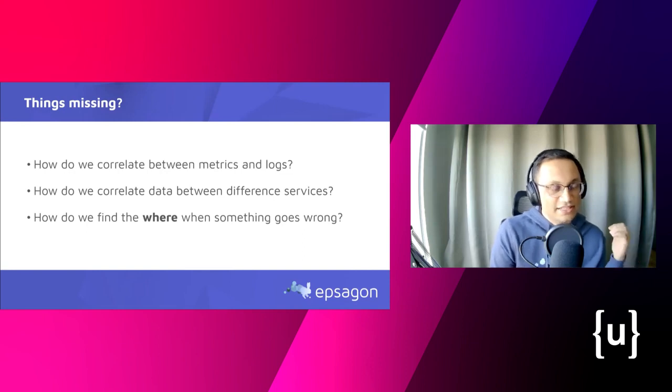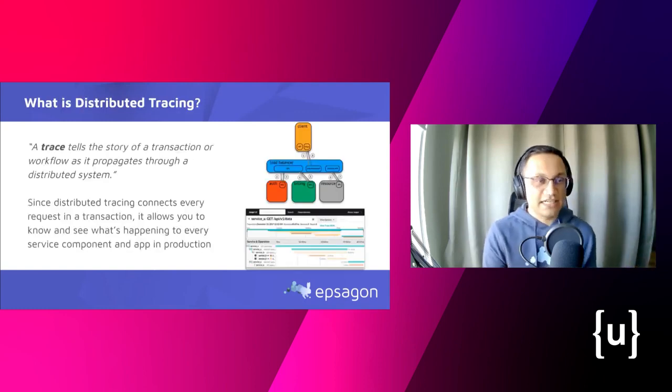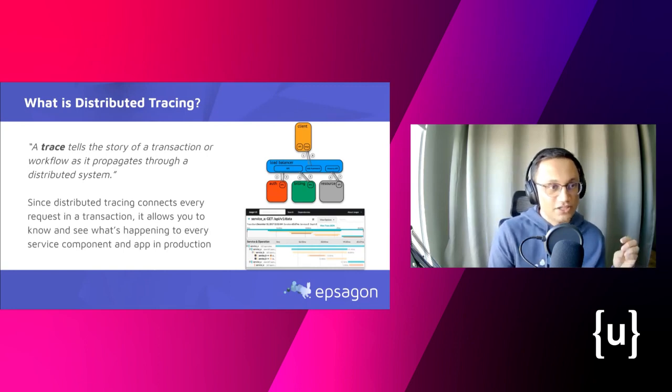So let's take a pause here and see what exactly is missing. The things that are missing are correlation between metrics and logs and correlation between different services. So how can we correlate this? That's where distributed tracing comes into the picture. For those of you who don't know, a trace essentially is a flow of requests through different microservices. Just because your application consists of hundreds or thousands of microservices, that doesn't mean every request will flow through each one of them. At most, it will travel through a fraction of those microservices.